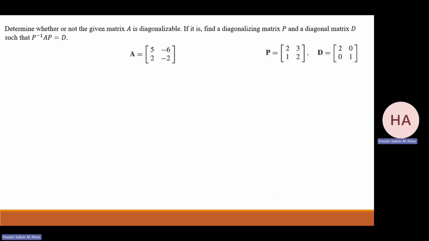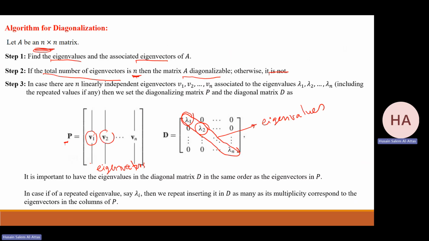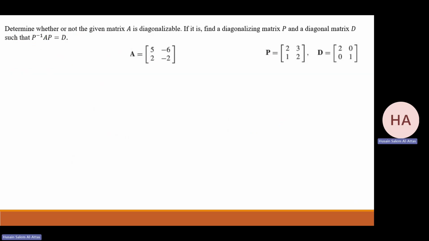So let me do it by examples. Determine whether or not the given matrix A, and by the way, this is what we have in this section. Just try to find P and D. Check the matrix is diagonalizable or not. It's diagonalizable if the total number of eigenvectors is equal to the dimension of the matrix, n by n.